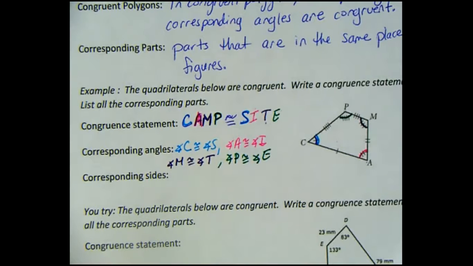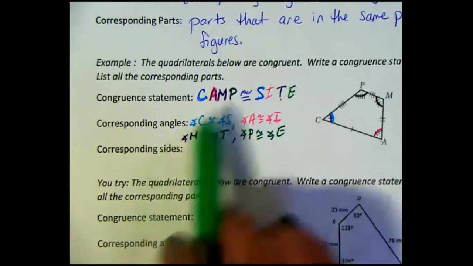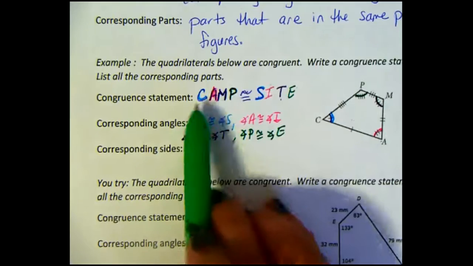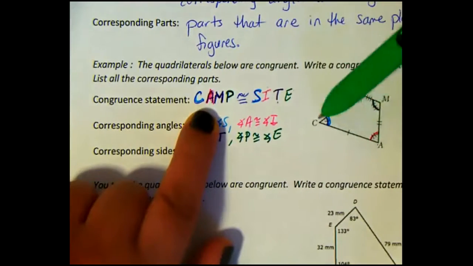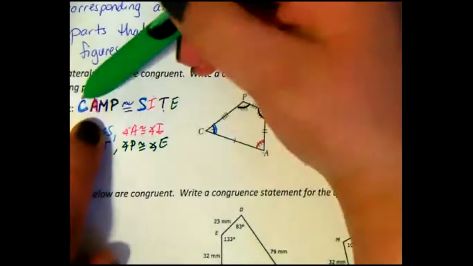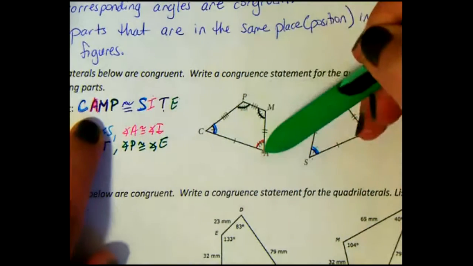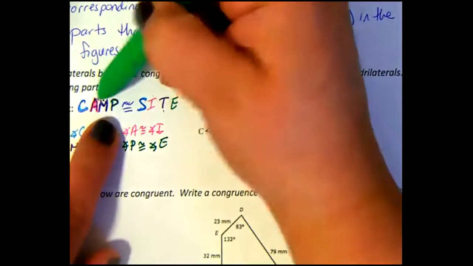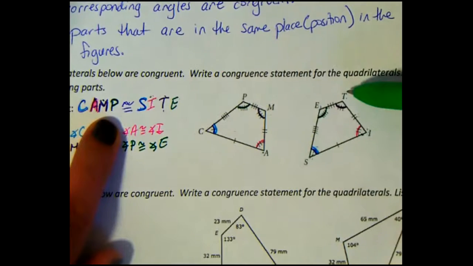Now, those are my angles. Now I want to identify my corresponding sides, and I can do that by looking at the congruent statement as well. Because notice I have CA here. So here's CA, right? CA, SI. Here's SI. CA is congruent to SI. And then AM and IT. AM is congruent to IT.